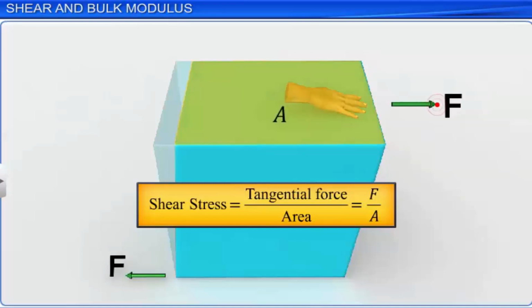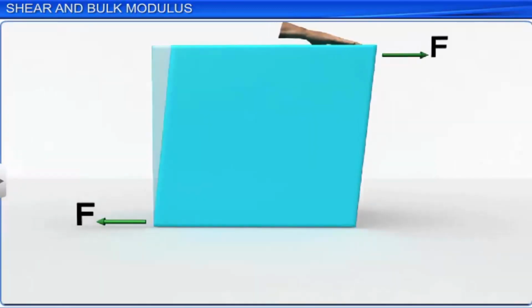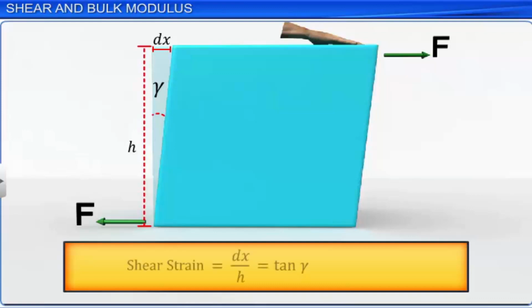When a tangential force is applied to the top surface of the body, the top surface is displaced laterally with respect to the bottom surface by a small length dx, and the edge perpendicular to these two faces rotates through a small angle gamma. Shear strain is defined as the ratio of the lateral displacement of the top layer of the solid with respect to its bottom layer, which is the ratio dx to h. This is equal to the tangent of the angle gamma, where gamma is expressed in radians.